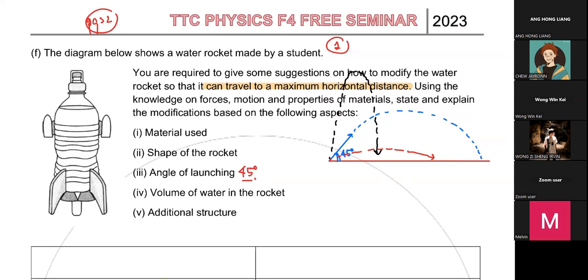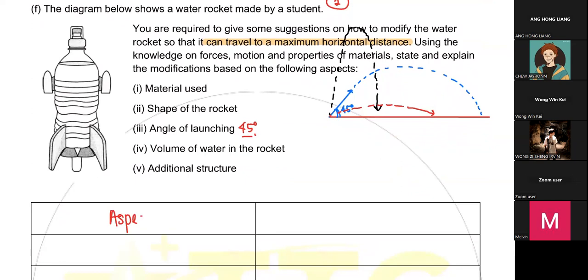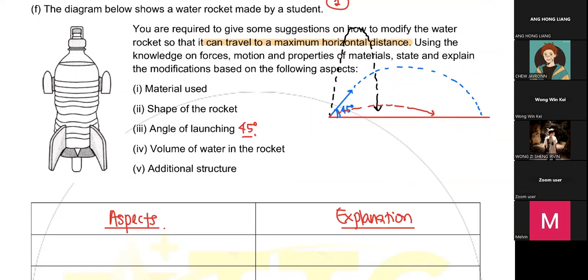Now then, what about other things? So let's just start. It's still the same thing, aspects and explanation. Now, how are we going to talk about the first one, material use? Anybody want to suggest? So what material should I use for my water rocket? Can you see guys? You guys come up, I want more answers. Very creative, you guys can answer. Ziling, can you help me?